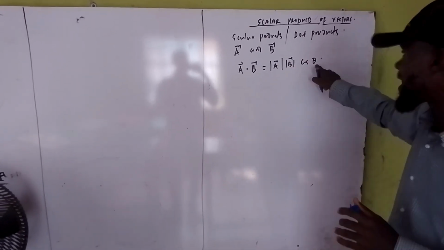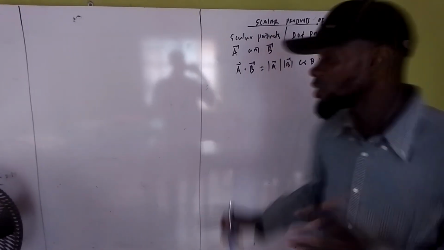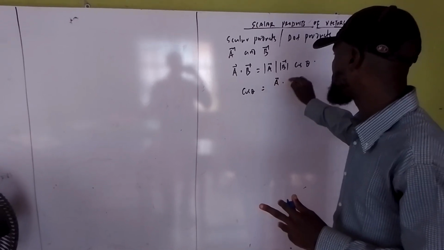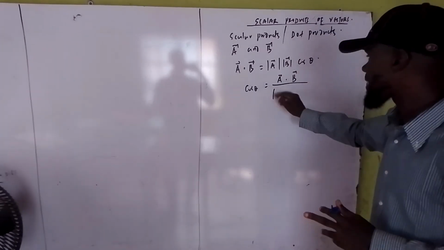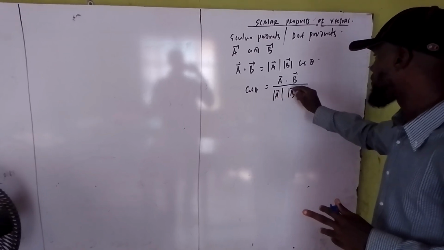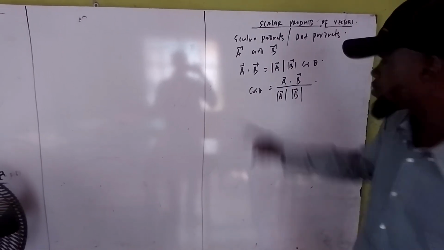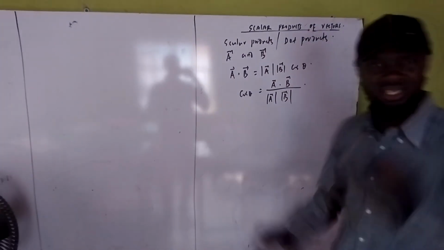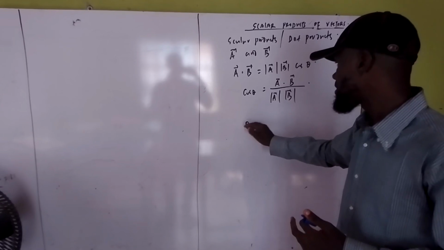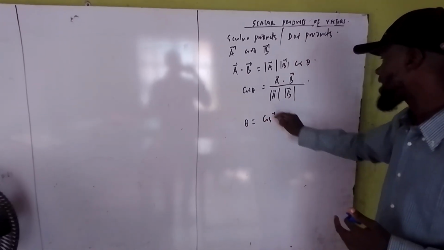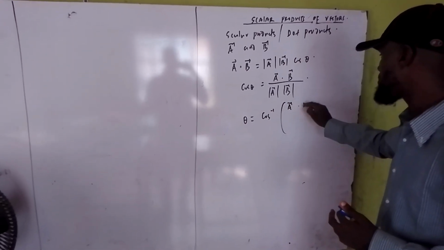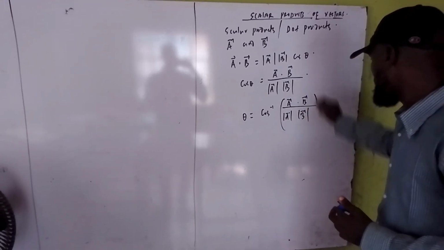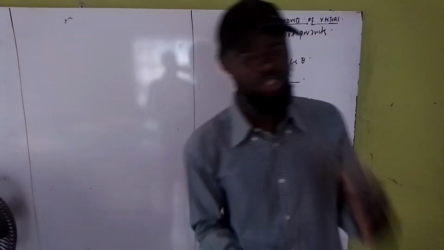And from here, theta is the angle that is between the two vectors. So we can write this as cos theta equals A dot B divided by magnitude of A, magnitude of B. So it is very possible for you to get the angle between two vectors. If I want to get the angle between two vectors, I will say theta is equal to cos inverse of A dot B divided by magnitude of A, magnitude of B. That's how we can get the angle between two vectors.